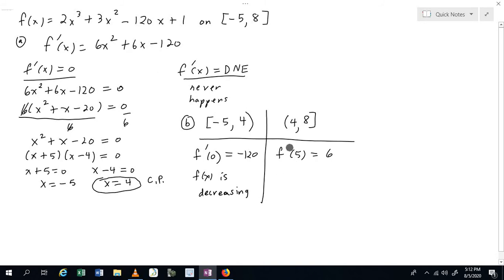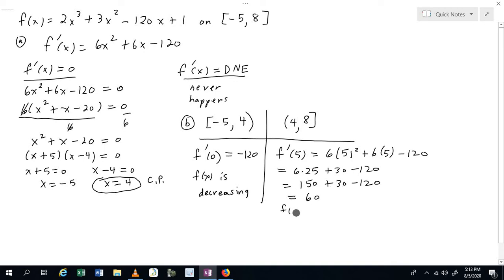So plug a 5 into here, and you get 6 times 5 squared plus 6 times 5 minus 120. Okay, so 5 squared is 25, so you get 6 times 25, which is 150, and then 6 times 5 is 30, minus 120. So you just get 180 minus 120, which is 60, and that indicates that the function is increasing.